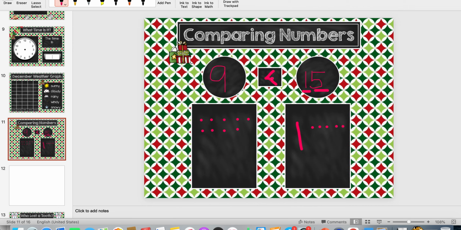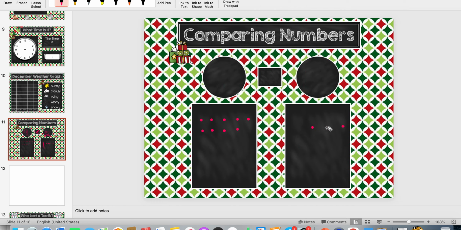So we're going to put a less than sign. And this is the way we would read it. We're going to work on that today too. 9 is less than 15. Just like whenever we have a plus sign, we read it and. When we see this sign, we read it less than. So try it again. 9 is less than 15. Good. Now let's try it with 2 different numbers.